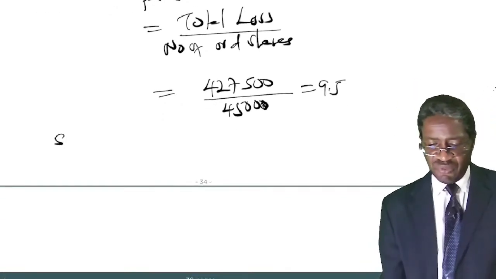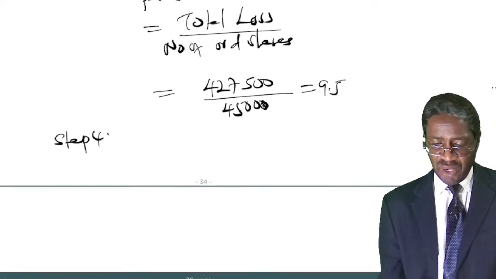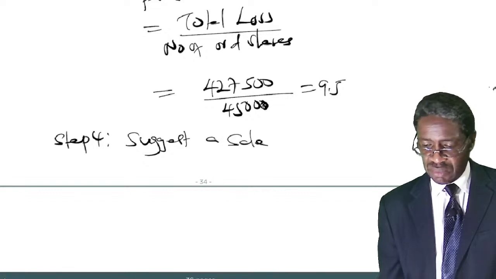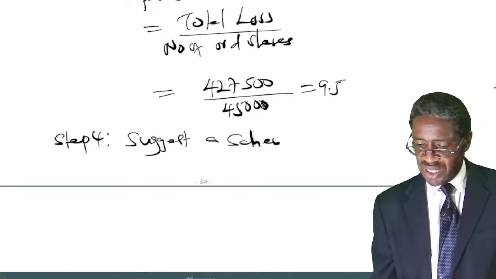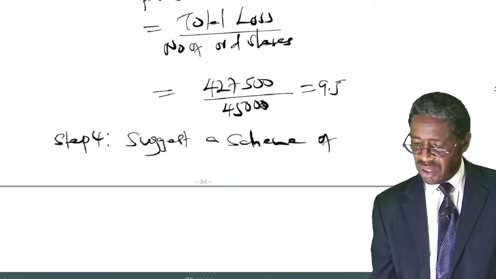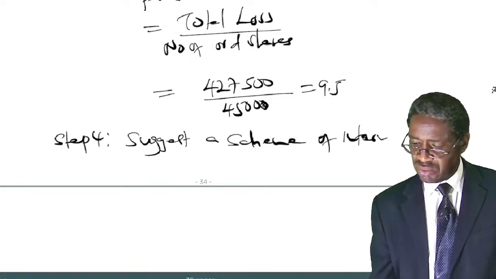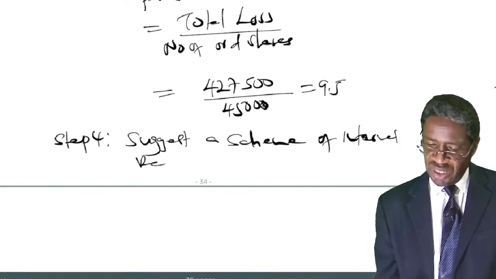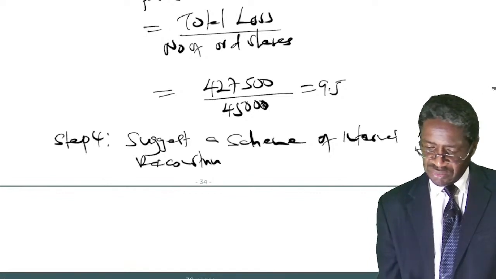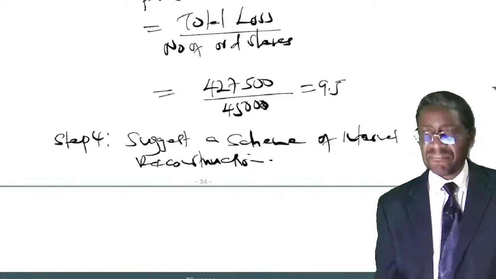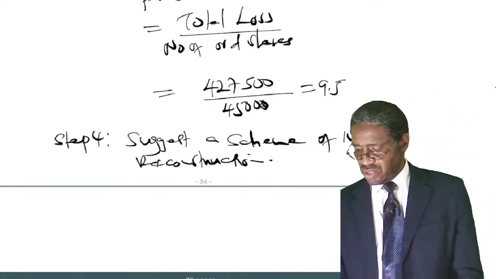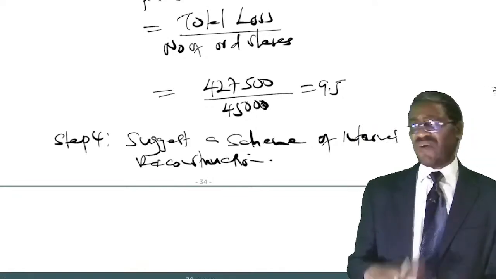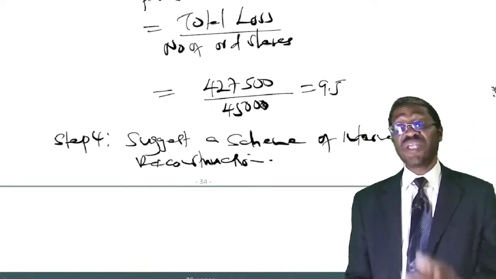We want to go to step 4 now, where we said suggest a scheme. Step 4, you suggest a scheme of internal reconstruction. So let's suggest now. We have everything we need now to suggest a scheme.